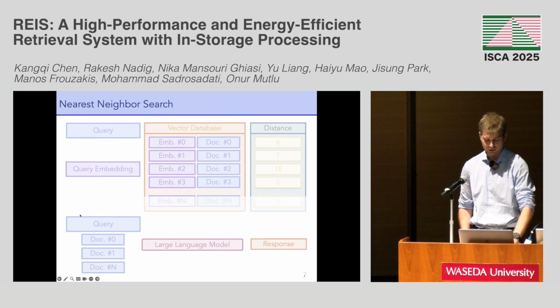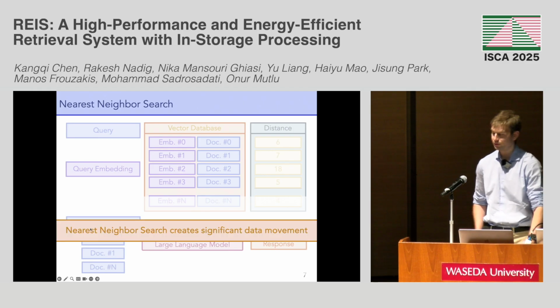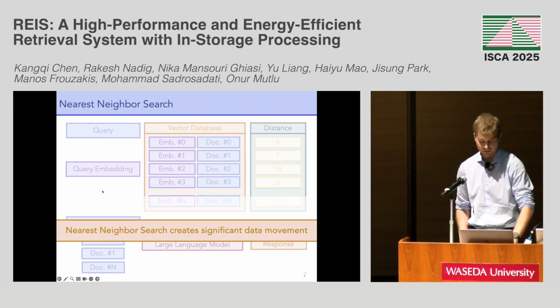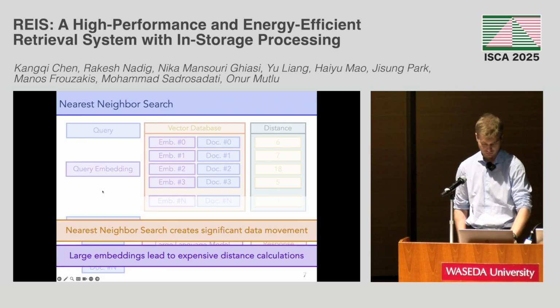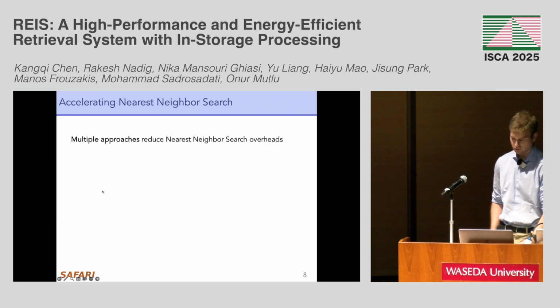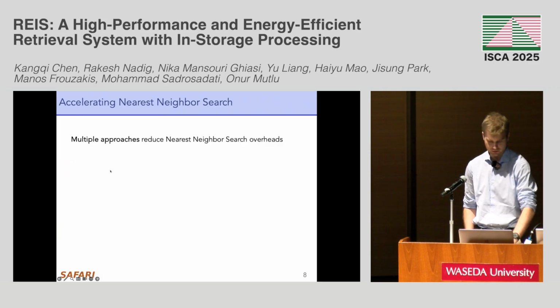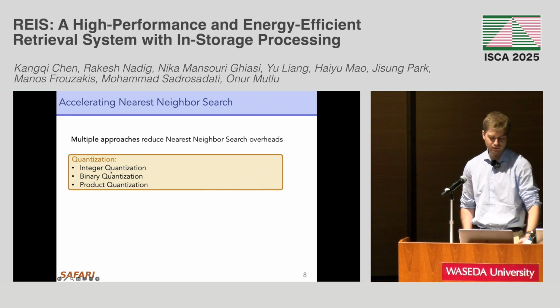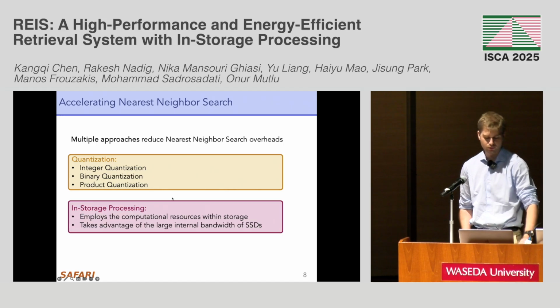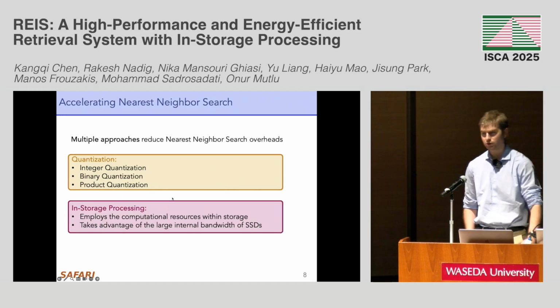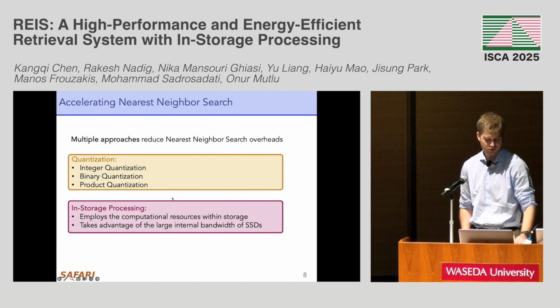The problem, however, is that nearest neighbor search creates significant data movement and also the large embeddings lead to expensive distance calculations. To address these issues, researchers have proposed multiple approaches, one of which is quantization, integer quantization or binary quantization or even product quantization, which reduces the dimensionality of the embeddings, making the computation simpler and reducing the size of the database. Another approach is in-storage processing, which employs the computational resources within the storage system and takes advantage of the large internal bandwidth of the SSDs.